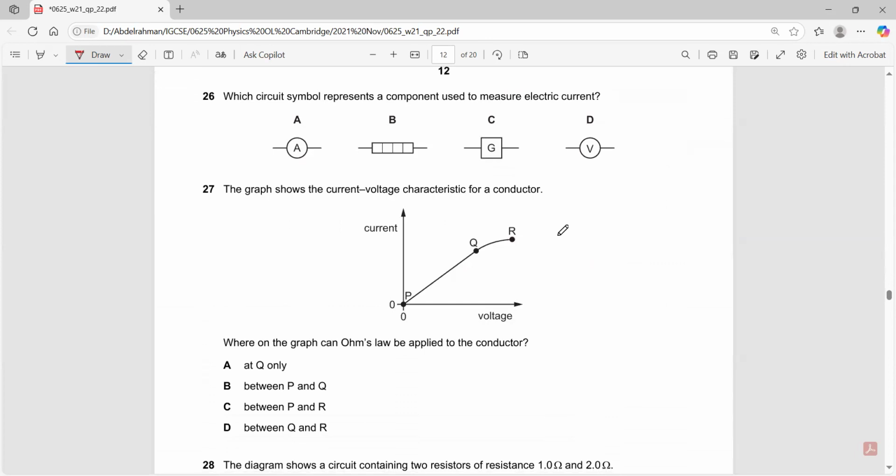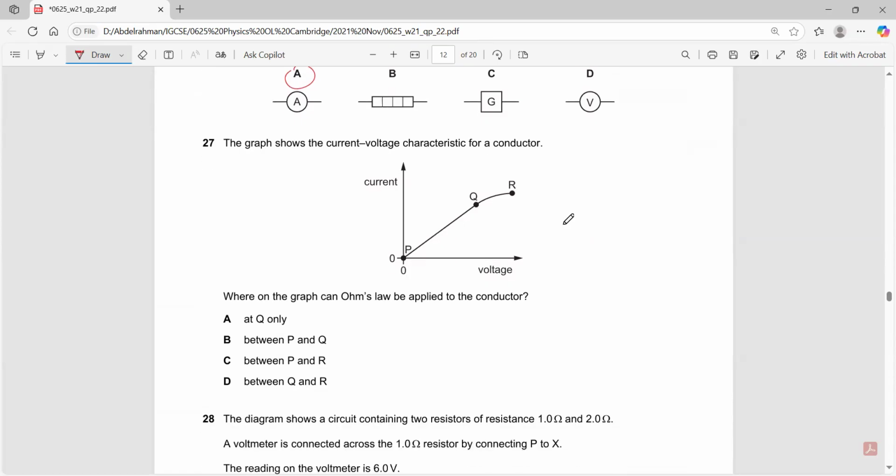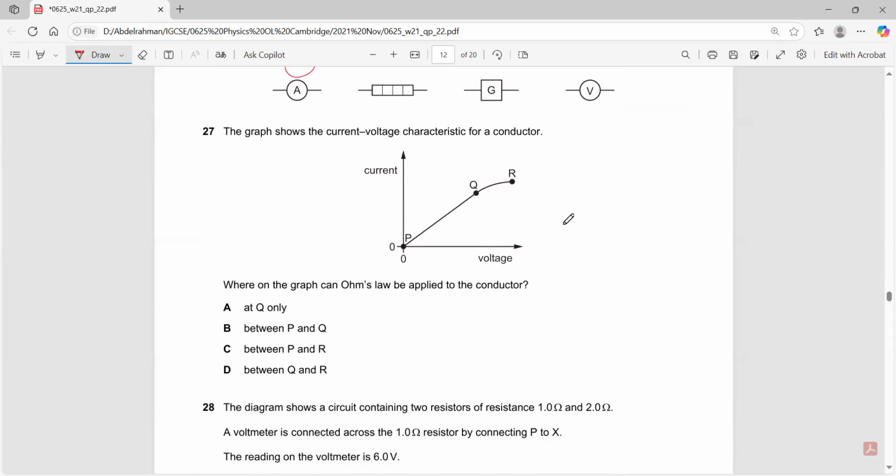Which circuit represents the component used to measure the electric current? Amps. Yes, the ammeter. The graph shows the current and voltage for a conductor. Where on the graph can Ohm's law be applied to the conductor? Ohm's law is basically V equals IR, or R equals V over I, constant resistance, right? Where is the constant resistance? The straight line between P and Q.